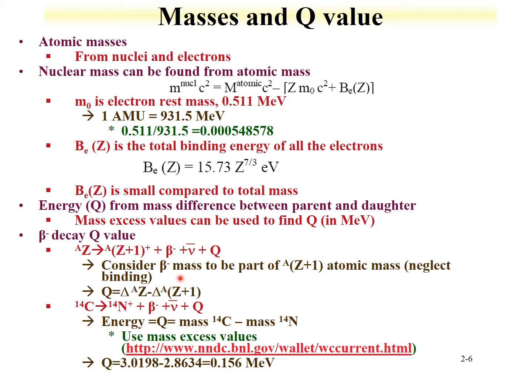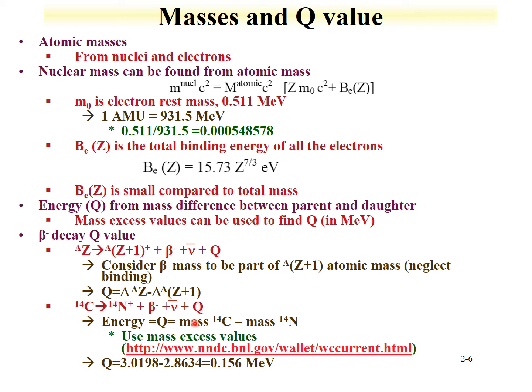So the Q value is equal to the mass excess of the parent minus the mass excess of the daughter. An example of this, we could calculate the Q value for the beta decay of carbon-14. Carbon-14 decays to nitrogen-14 and a beta particle plus an antineutrino plus Q.